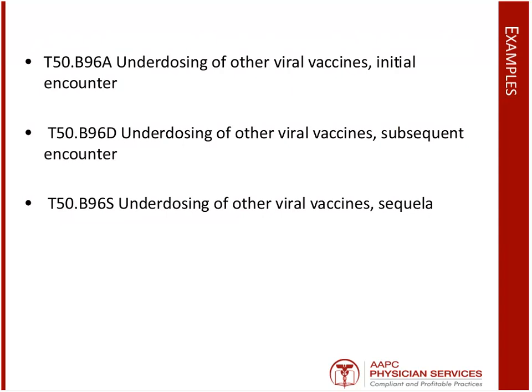So here are some more examples of using the different endings. T50.B96A would be an underdosing of a viral vaccine, the initial encounter. T50.B96D would be a subsequent encounter, and T50.B96F would be a sequela. And as you can see, these also show an example of how we may see the alpha and the numerical characters going back and forth throughout the code sets too.